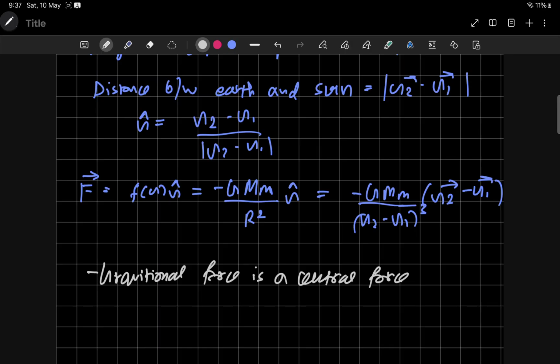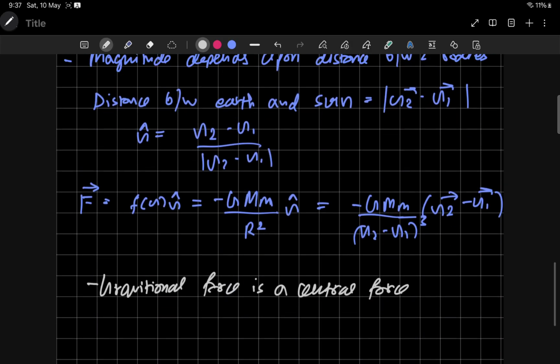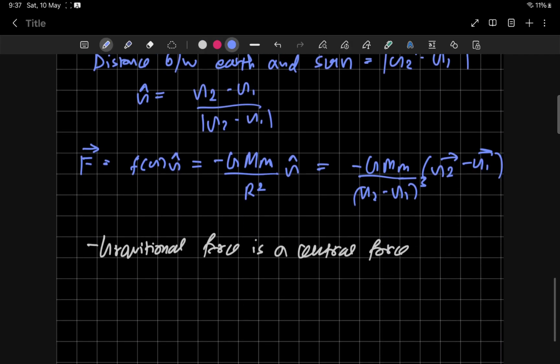So we have discovered our first central force, and there are many other examples of such central forces, but your gravitational force is a central force. Its magnitude depends upon the distance between two bodies and acts along the line joining two bodies. Electrostatic force is another example. So next we go to conservative forces. Your gravitational force and your electrostatic force are conservative forces.